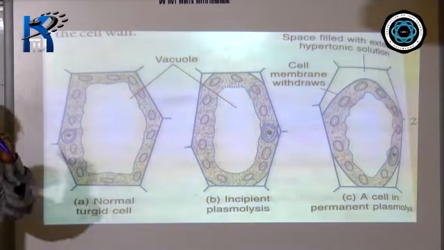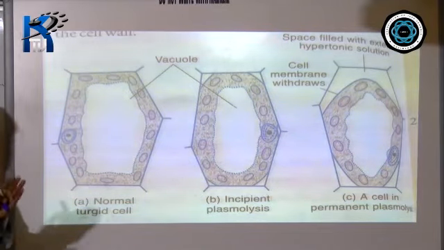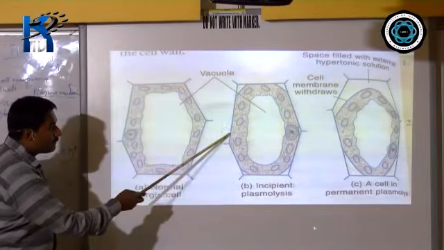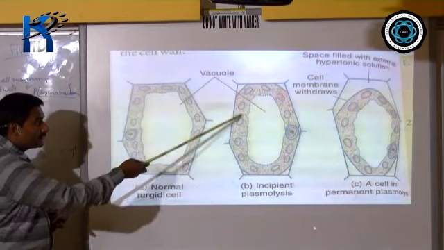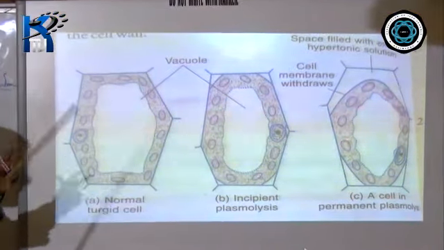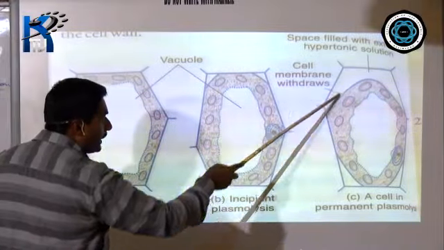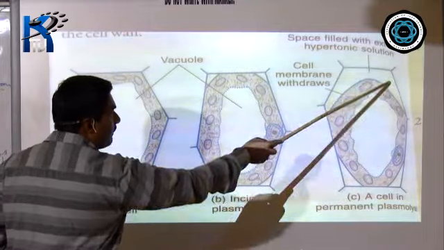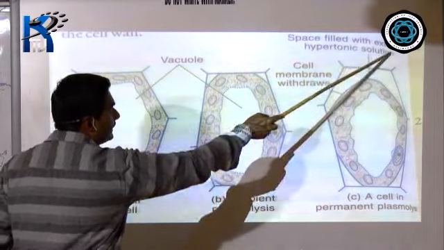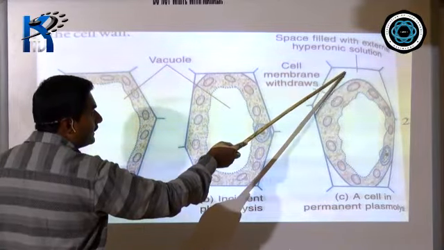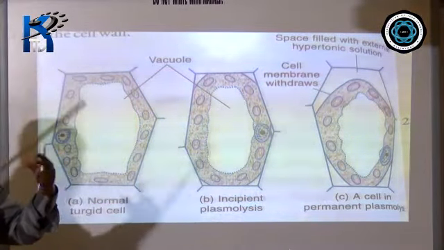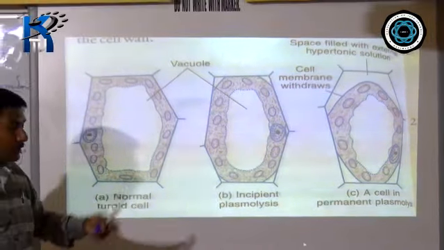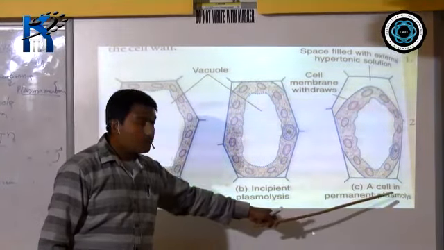If that cell is still in that condition, in that solution, what will happen? If more excess water, excess of this universal solvent, starts coming out from the cell, then finally what will happen? The whole of the cytoplasm will shrink. You see, a huge gap is formed, a space filled with the external solution. It will lead to permanent plasmolysis.